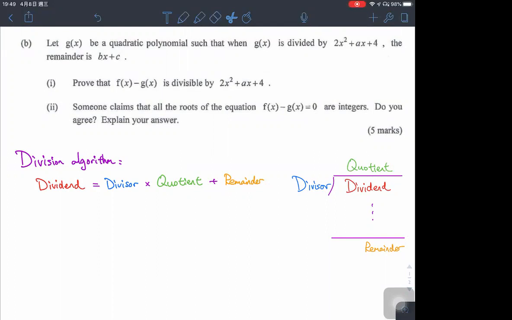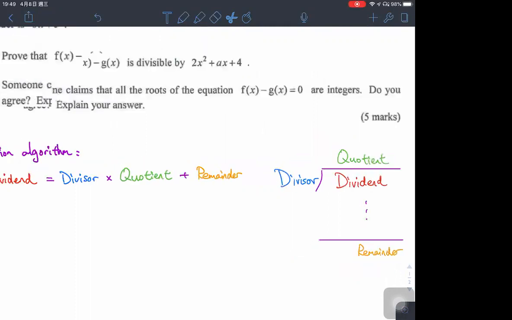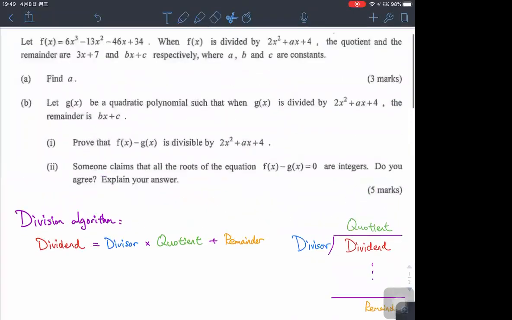Okay, on the right side, you can have the dividend equal to the divisor times quotient, and then plus remainder. Even in polynomials, we still have the same result. So now look at the question first.